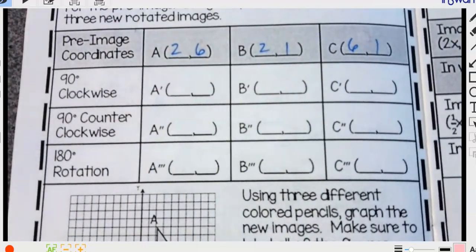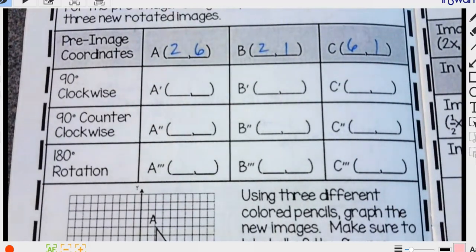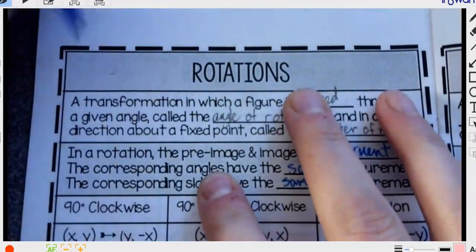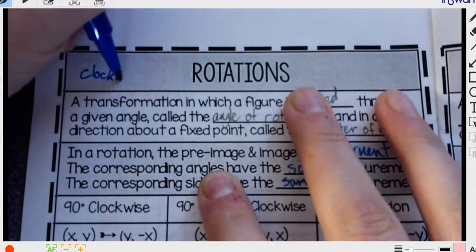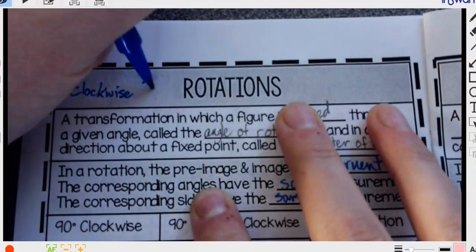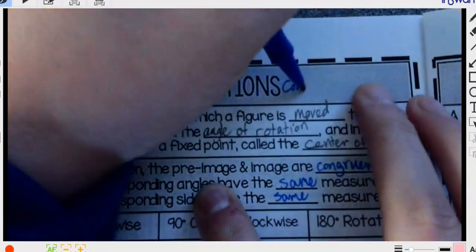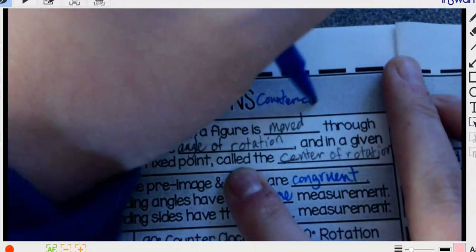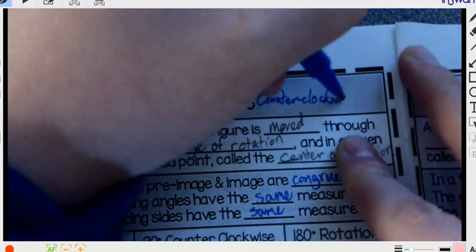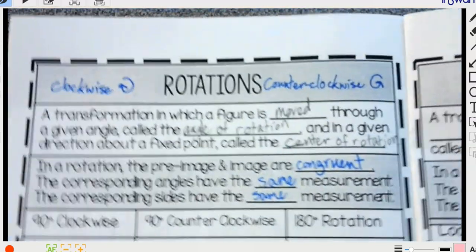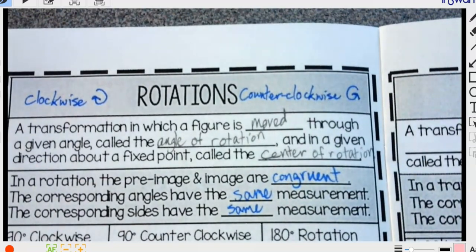We want to go 90 degrees clockwise. Okay, let's think of a clock, y'all. So if we've got a clock on the wall, clockwise is going to be this direction, okay? Counterclockwise is going to be that direction. Okay, it's the difference between clockwise and counterclockwise. Clockwise goes this way, counterclockwise goes that way.